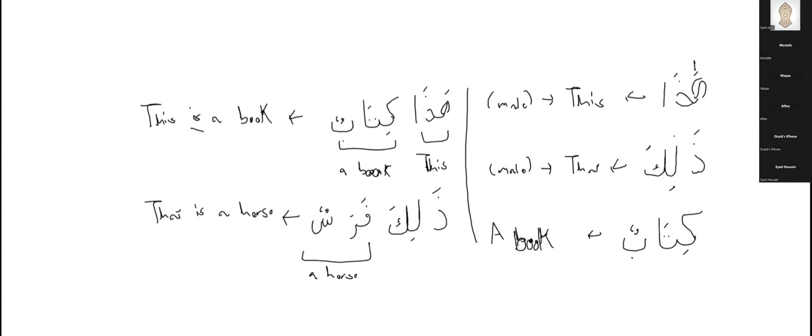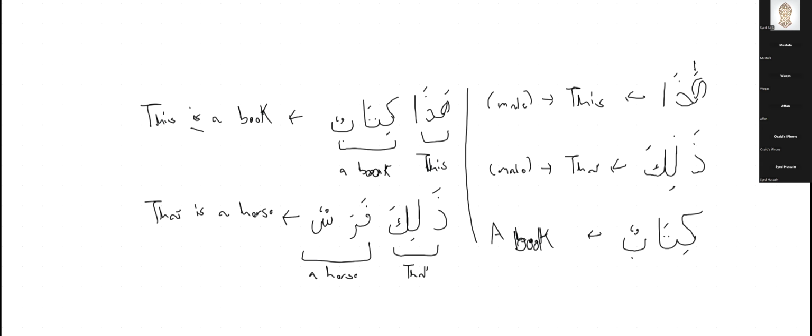and dhalika is that. And remember, this is the male singular pronoun of this and that, right? So we're only sticking to that for this lesson, right? In the future, inshallah, we'll go more in depth into these conjugations and whatnot, right? And their actual terminologies, right? So now we've discovered, okay, we have this hada and we have that dhalika, and we know that the word for a book is kitabun, and we know a word for a horse is farasun, right?